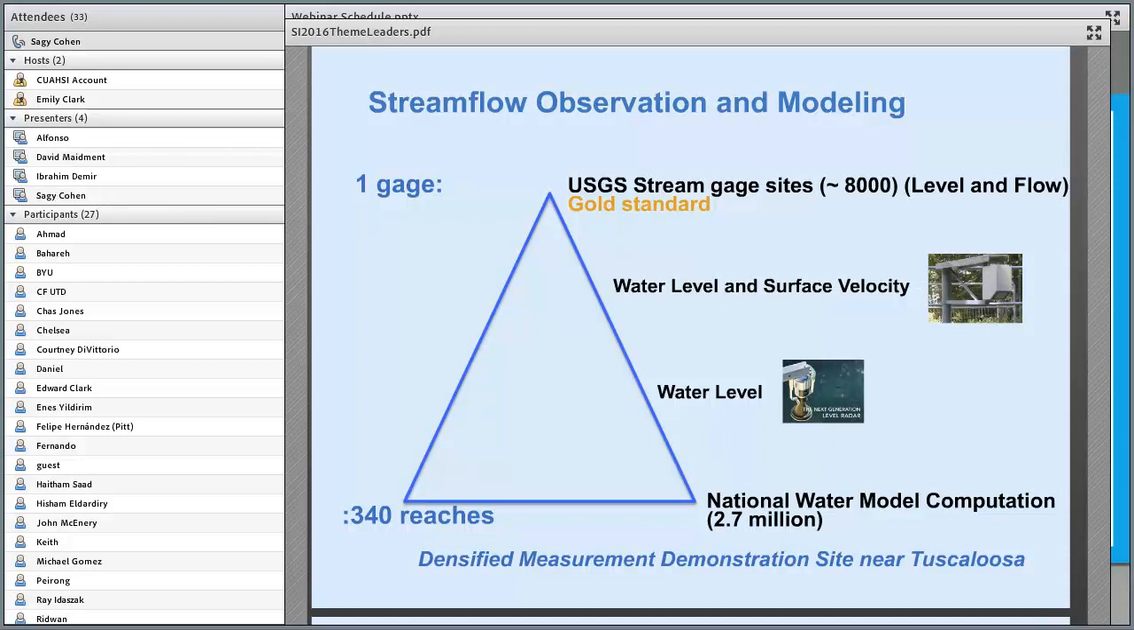So clearly there's a lot of intermediate scale in between where we have data from the USGS and where we're actually going to be applying the models. So that's where these radar-based water level and surface velocity gauges can help to sort of bridge that gap. Starting that work with this densified measurement site near Tuscaloosa.